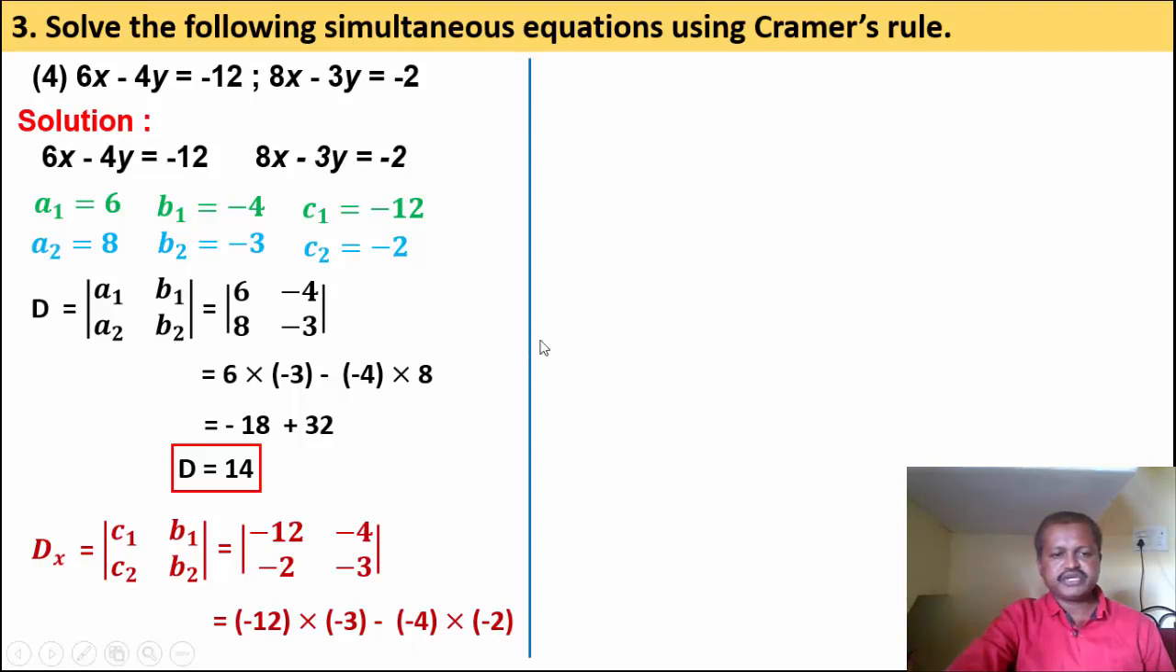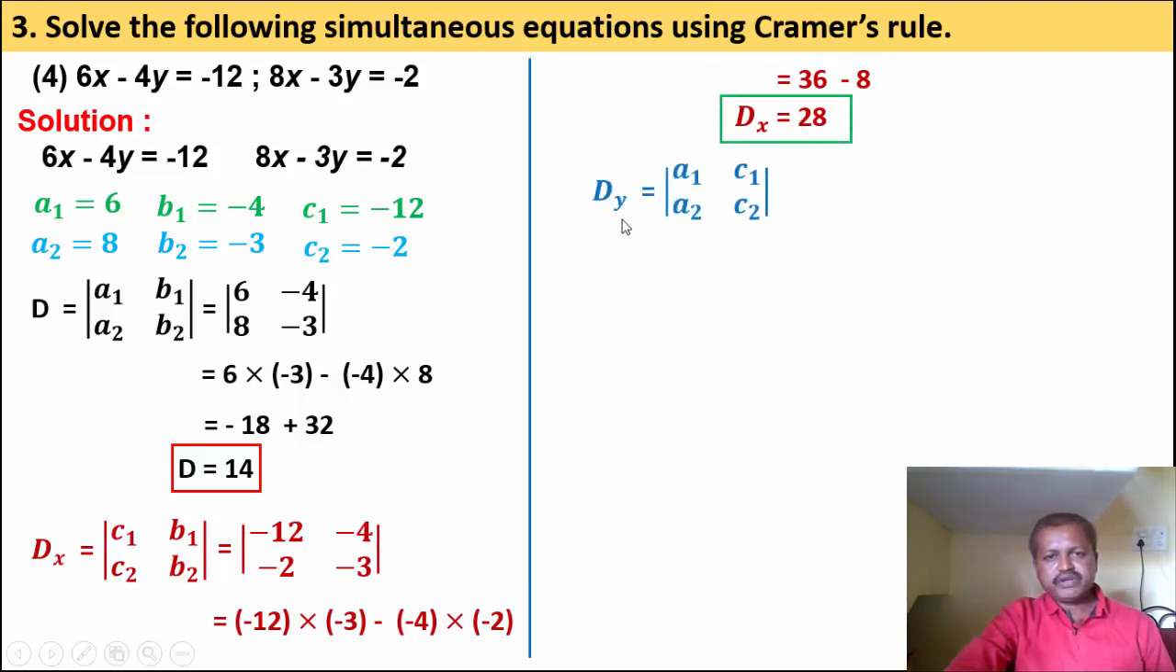Now simplify this. You get -12 into -3, that is 36, and here minus becomes plus, but this minus becomes again minus. So you get 4 into 2, that is 8, but for this minus sign it is -8. So write 36 minus 8, and 36 minus 8 is 28. So dx is equal to 28.